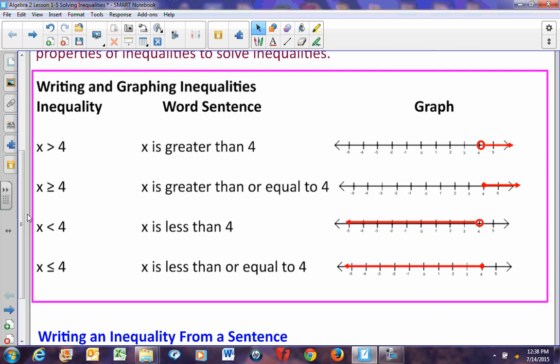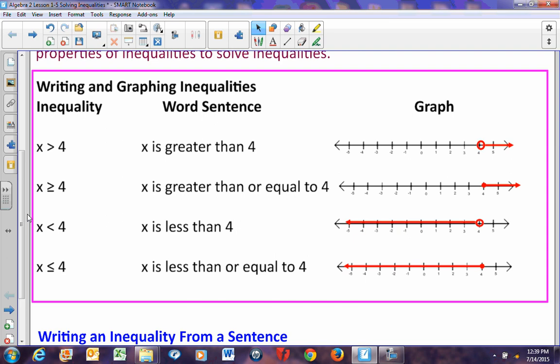x > 4 would be a greater than symbol. If it doesn't equal 4, that means you have to use an open circle. So when you graph x > 4, you have an open circle at 4 with a line to the right. x ≥ 4 means 4 is part of the solution, which means you now close that circle and go to the right. Less than 4 means it's an open circle and goes to the left, because on a number line, less than is to the left and greater than is to the right.